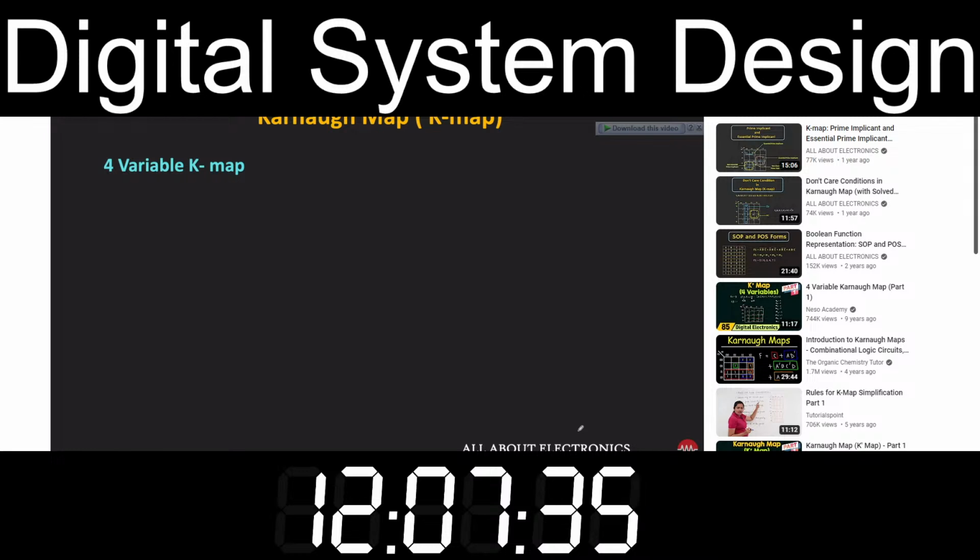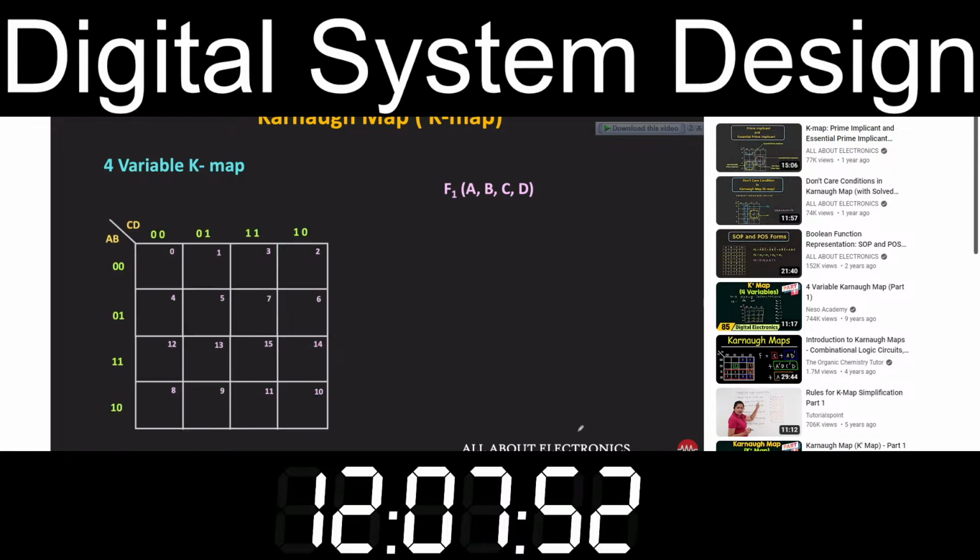So first of all, let us see the construction of this 4 variable K-map. Let's say these A, B, C, D are the 4 variables of this function, where A is the MSB and D is the LSB. So this is one of the ways to construct the 4 variable K-map.